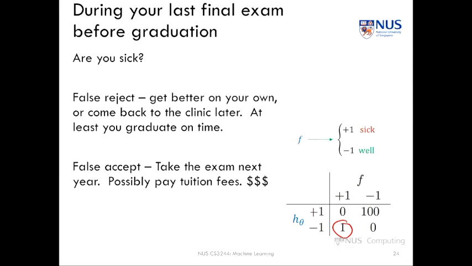After all, you're sick. But in the case where the system predicts that you're sick, but you're actually well, you decide not to take the exam, but you have to take the exam next year and possibly pay tuition fees and graduate a year later. That's pretty expensive. So we're going to say that we want to penalize that type of error a lot more. So we're going to give it a weight of 100.